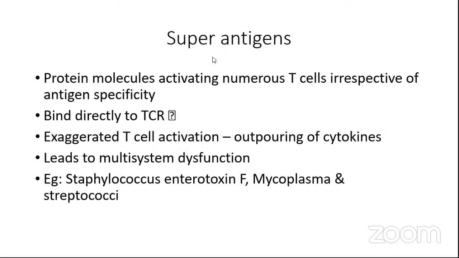Then another group of antigens which you have to know is the superantigens. These are protein molecules which activate numerous T cells irrespective of antigenic specificity, and they mainly bind to the T cell receptor. This exaggerated T cell activation results in outpouring of cytokines which leads to multi-system dysfunction. Classical examples of superantigens are staphylococcal enterotoxin F, mycoplasma, and streptococci, which can stimulate the immune system and produce an outpouring of innumerable cytokines, which can cause damage to the human system.